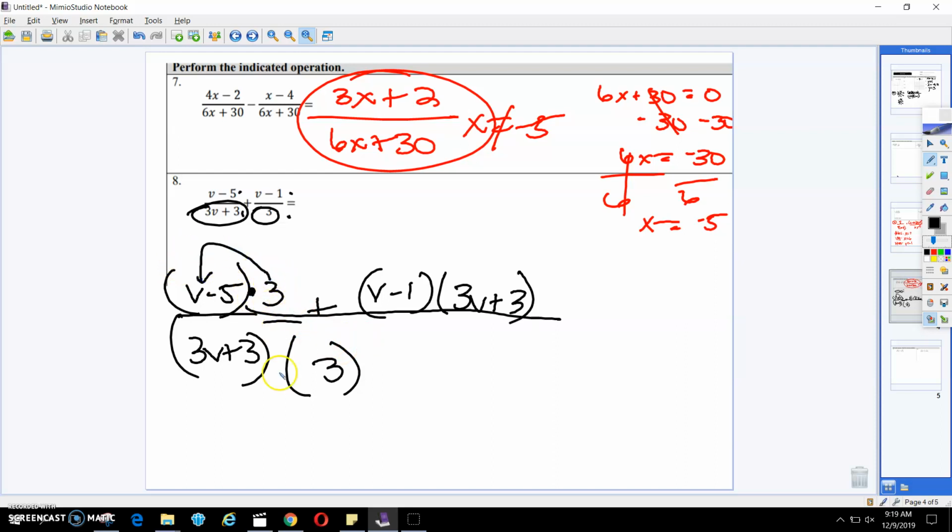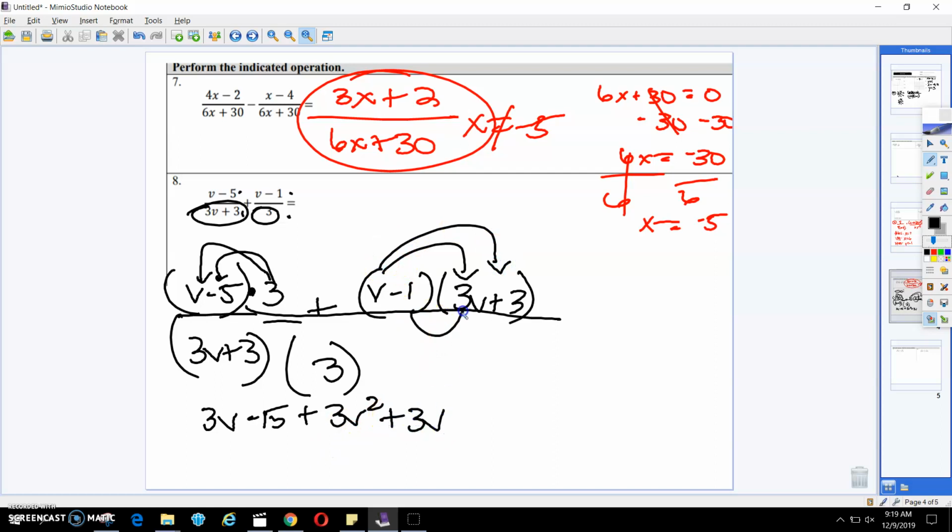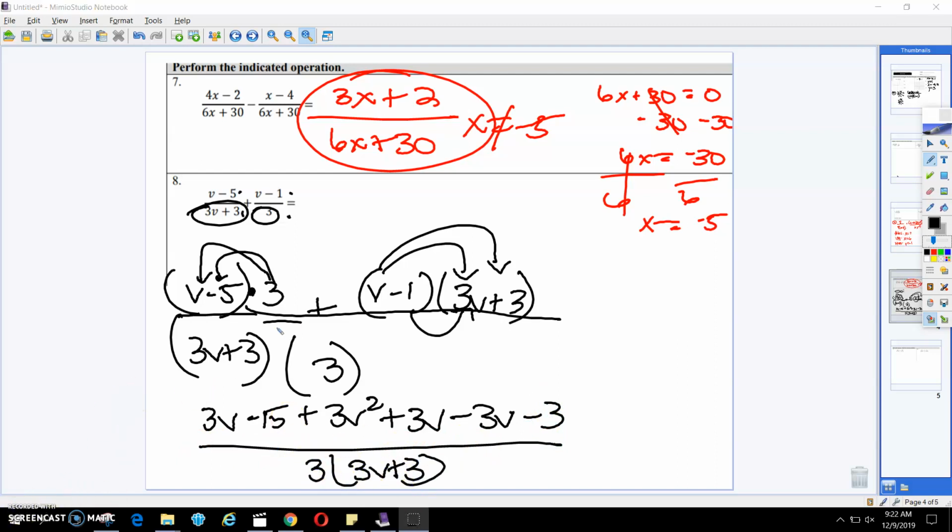So now we're going to distribute. So 3 times v is going to give us 3v. 3 times negative 5 is going to give us negative 15. v times 3v is going to give us 3v squared. v times 3 is going to give us 3v. Negative 1 times 3v is going to give us negative 3v. And negative 1 times 3 is going to give us negative 3. It's going to give me this on the bottom. Alright, so now I'm going to combine like terms. So this will cancel out. And then I'll have 3v squared plus 3v minus 18 over 3 times 3v plus 3.